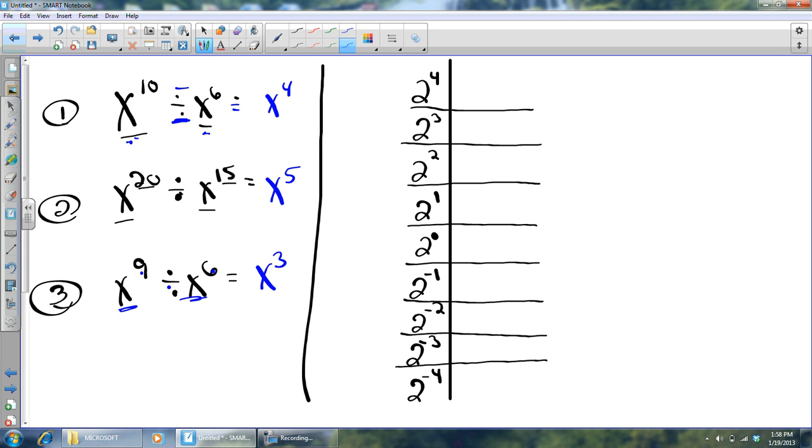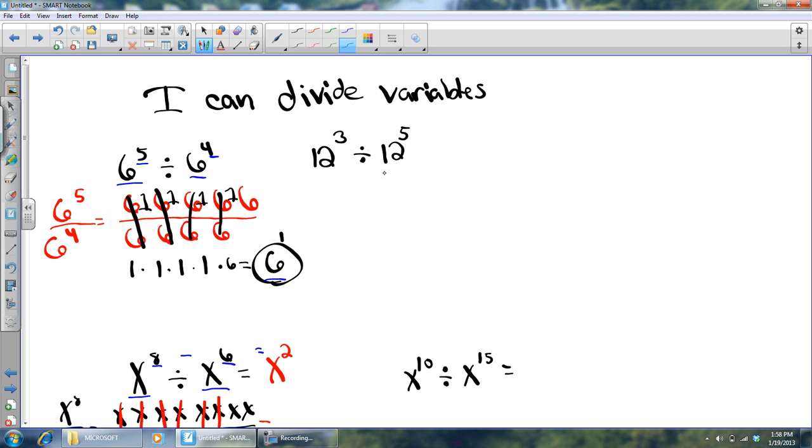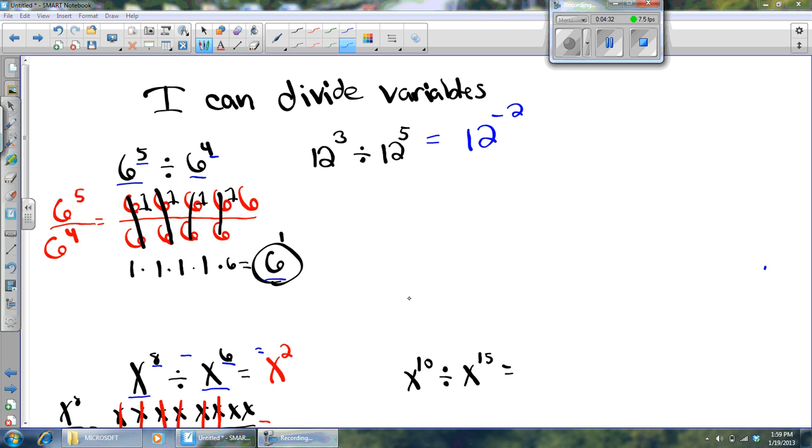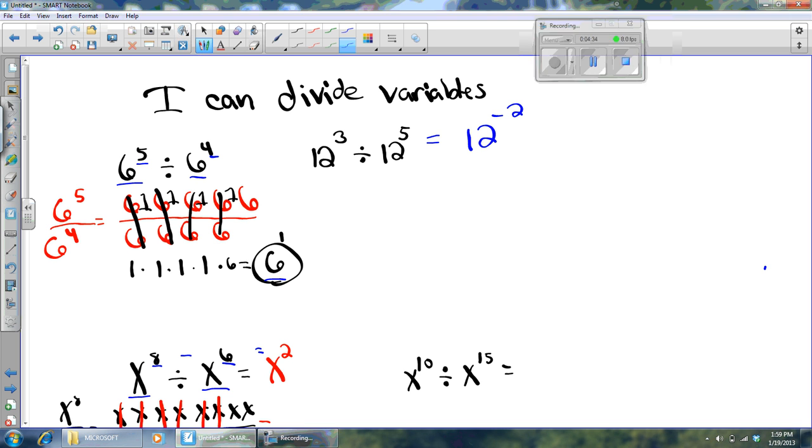Okay. Now, let's talk about that 12 to the 3rd divided by 12 to the 5th. Now, right off the top of your head, you're probably going to say, well, that's the same as 12 to the negative 2nd. But you probably don't know what 12 to the negative 2nd is. I'll give you a hint. The negative exponent will not make the number negative.